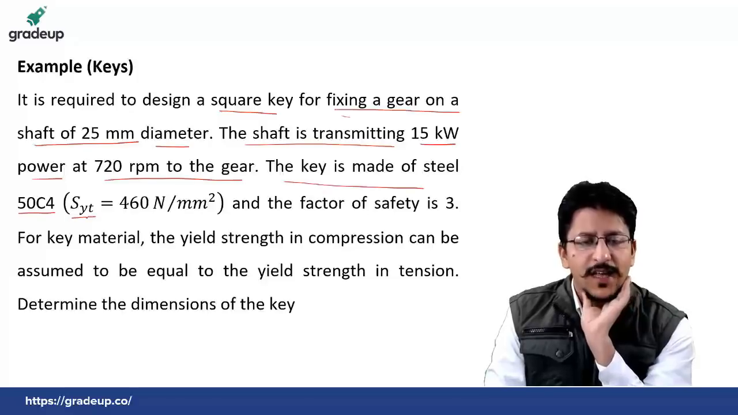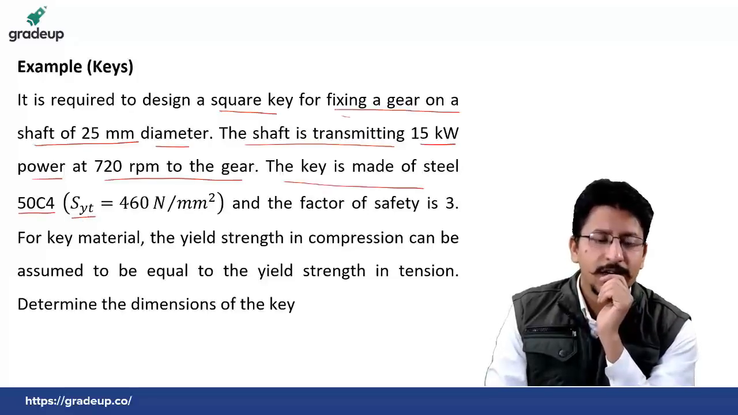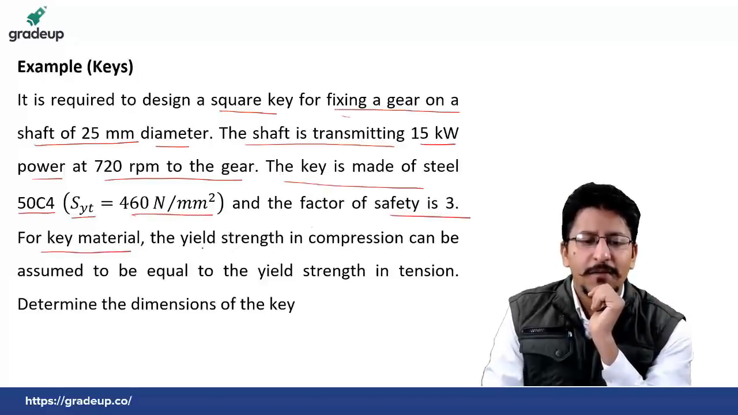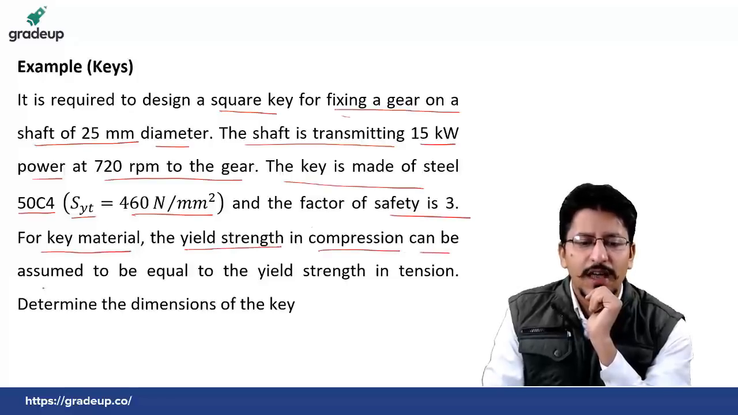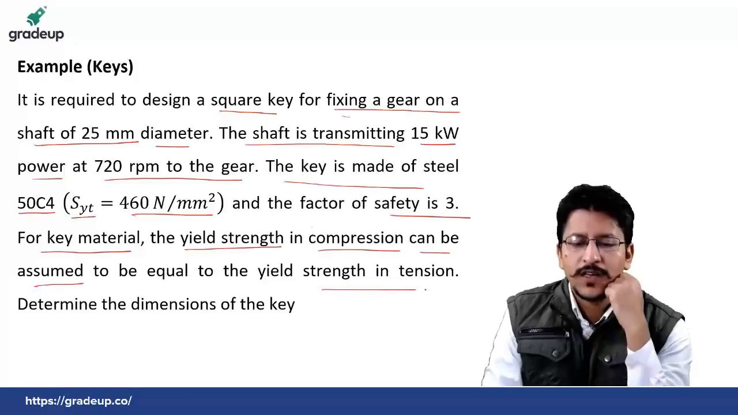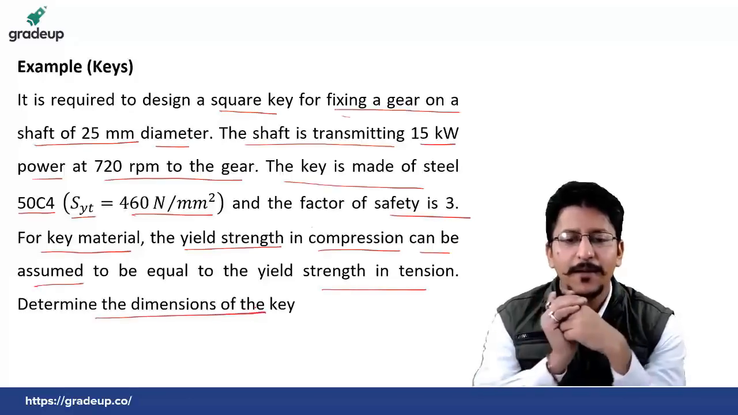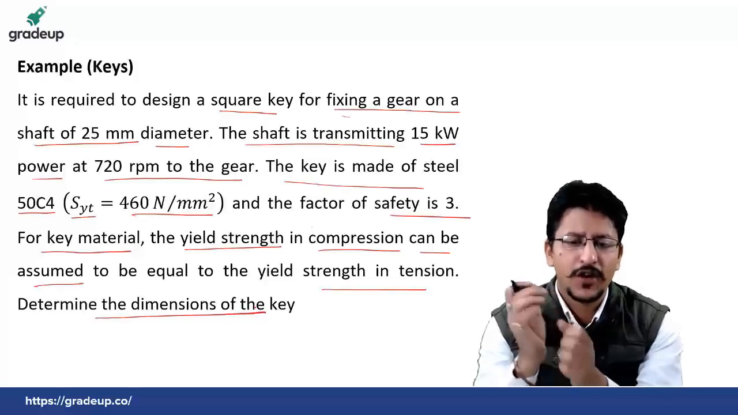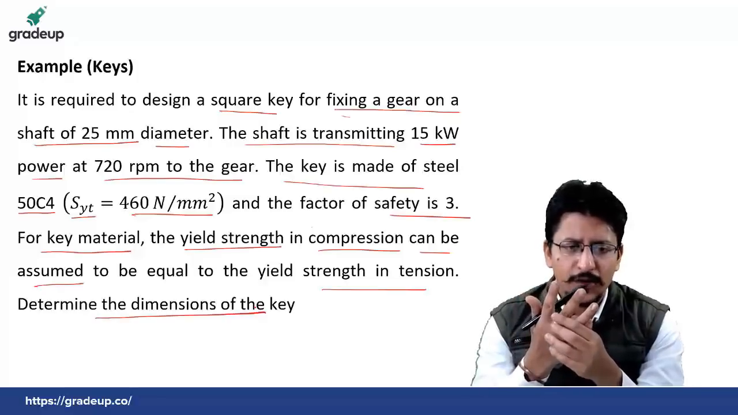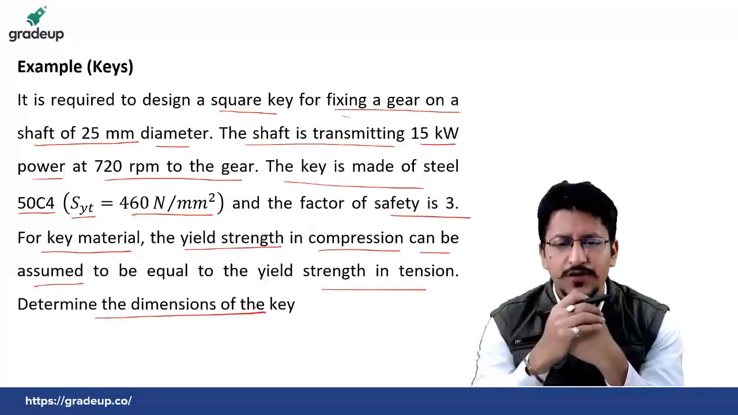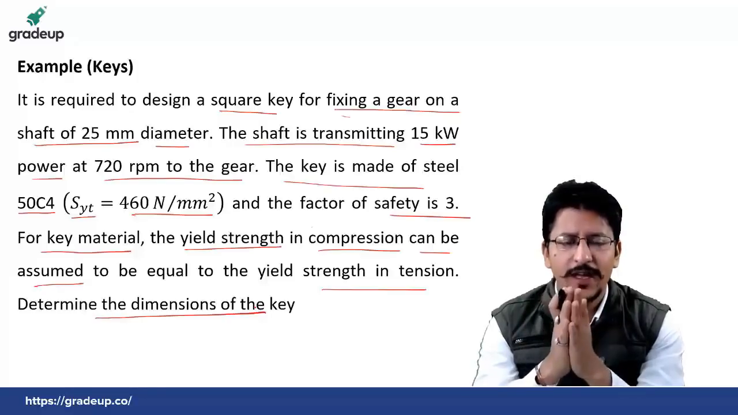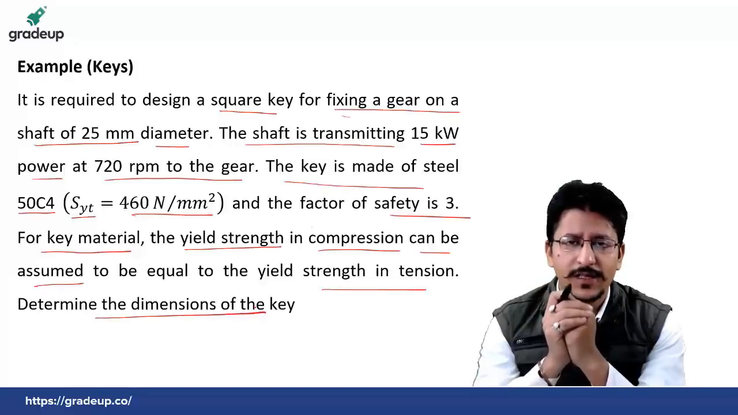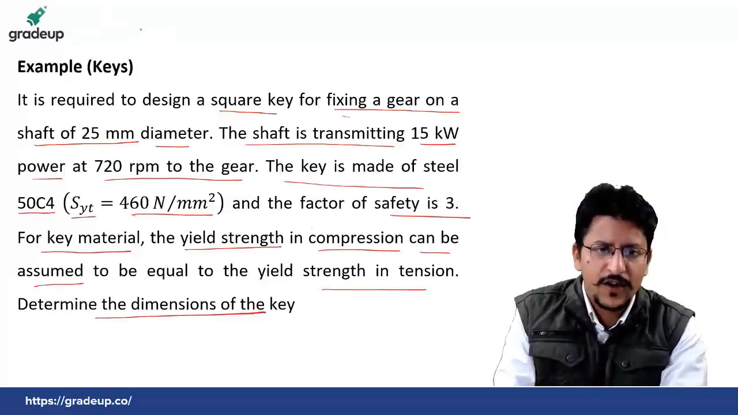Okay, whose tensile yield strength, that is the Syt, is given as 460 Newton per mm square, and the factor of safety is 3. So for key material, the yield strength in compression can be assumed to be equal to the yield strength in tension. Then we have to determine the dimensions of the key. Though this will be a bit lengthier problem, because this has been taken from some standard textbook, as no question has been asked from this subject so far, I will try to make you understand what kind of things can be asked from this topic. Okay, see, first of all, let us write some of the given values.